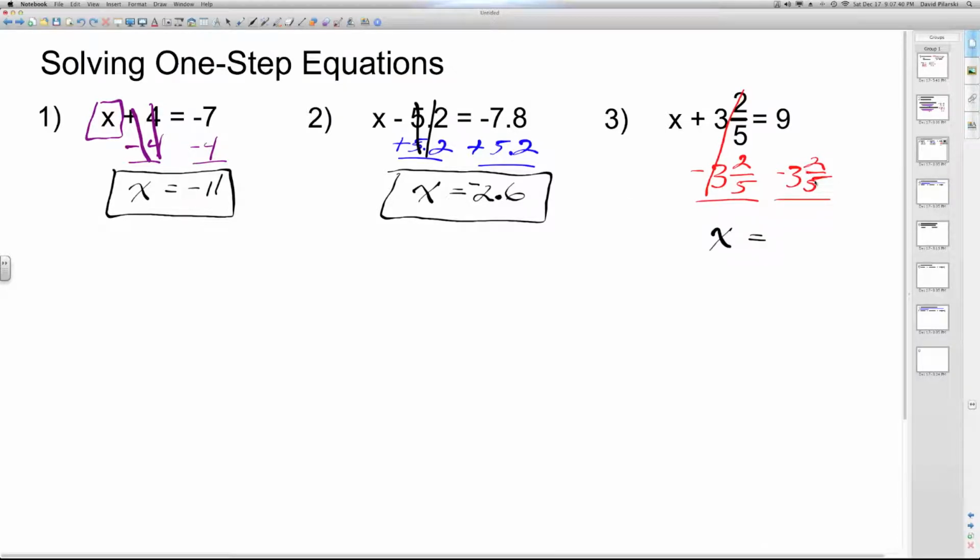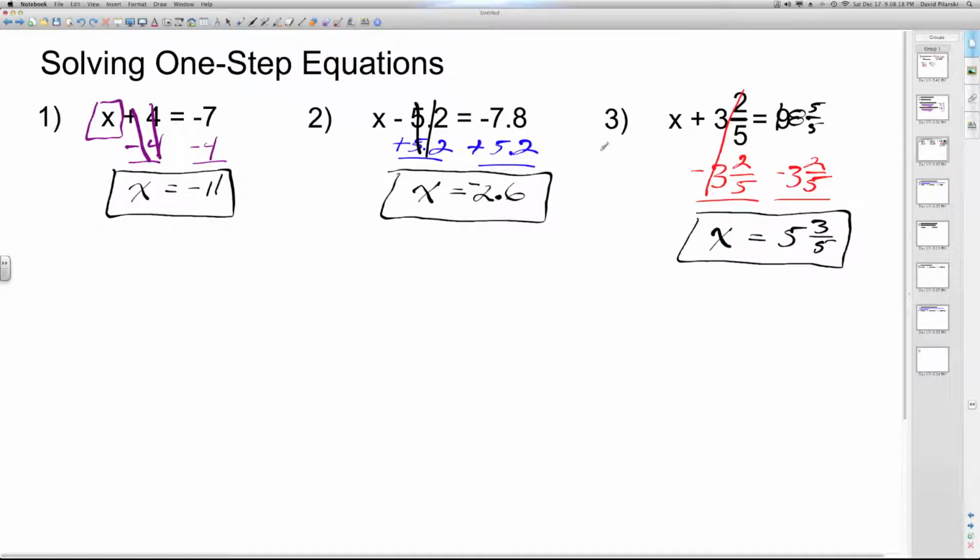Now on the right, we have to do some math. 9 take away 3 2/5, we have to actually rewrite 9 as 8 5/5. 5/5 is 1, so 8 5/5 is the same as 9. And then I subtract the fractions. 5/5 take away 2/5 gives 3/5. And then I subtract the wholes. 8 take away 3 is 5. So the solution for number 3 is x is equal to 5 3/5.